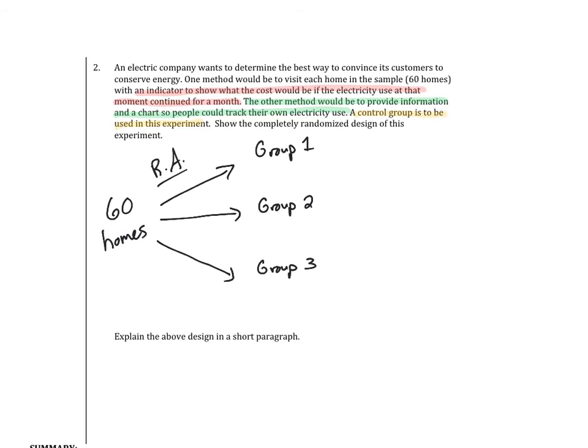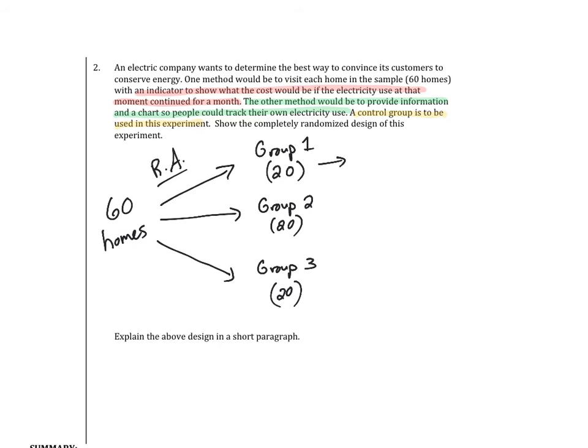So there are 3 groups, so 3 treatments, and there are 60 homes. How many would be in each group? So there are 60 homes, that would be 20, 20, and 20. Right, because you want to even. You don't want to have 40 and then 10. You want 20, 20, and 20, an even group.